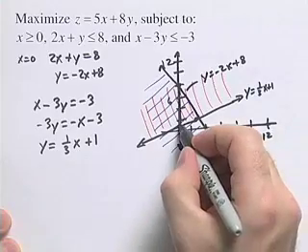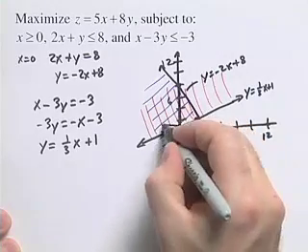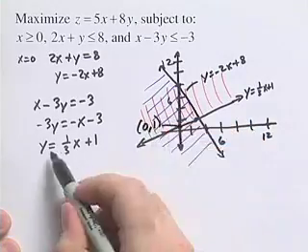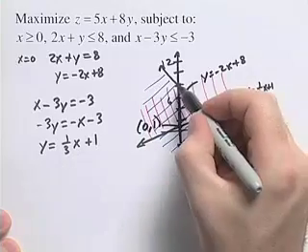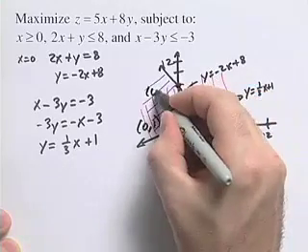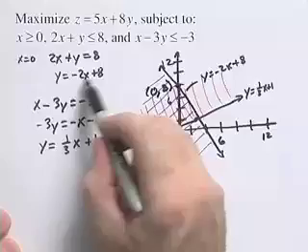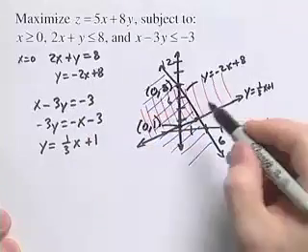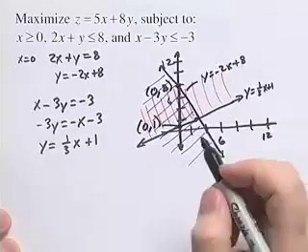so far we have this point right here. This is going to be 0, 1. That's the y-intercept for this line. This point is 0, 8. That's the y-intercept for that line. We need to find out where those two lines cross.